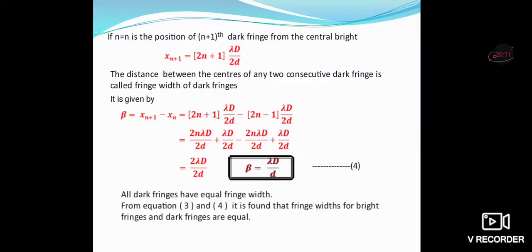Therefore, from equations 3 and 4, it is found that the fringe width for bright fringes as well as dark fringes are equal. For the bright fringe we got lambda D by d itself, and for the dark fringe also it is lambda D by d. So, from this it is found that the fringe width for bright as well as dark fringes is equal.